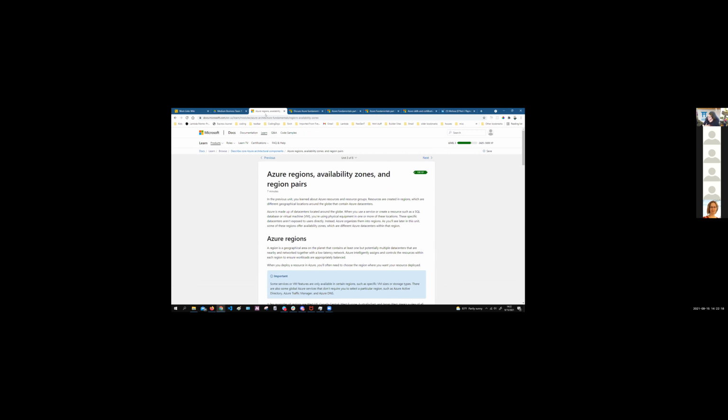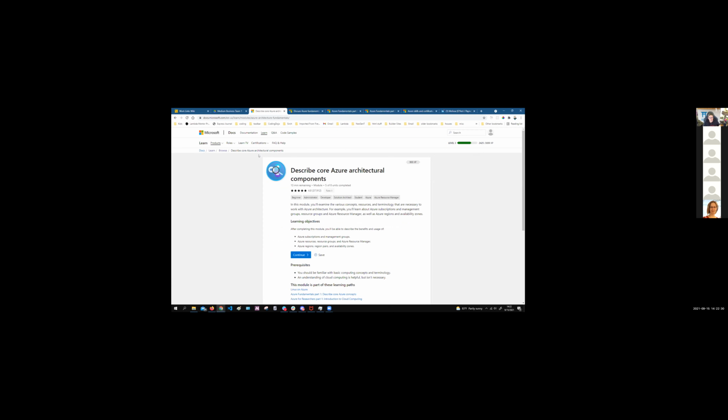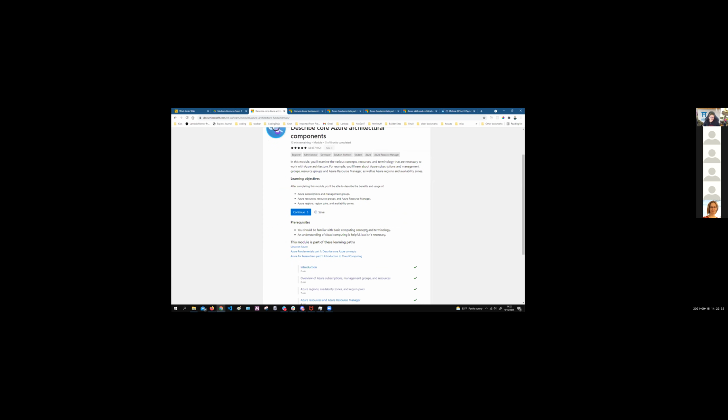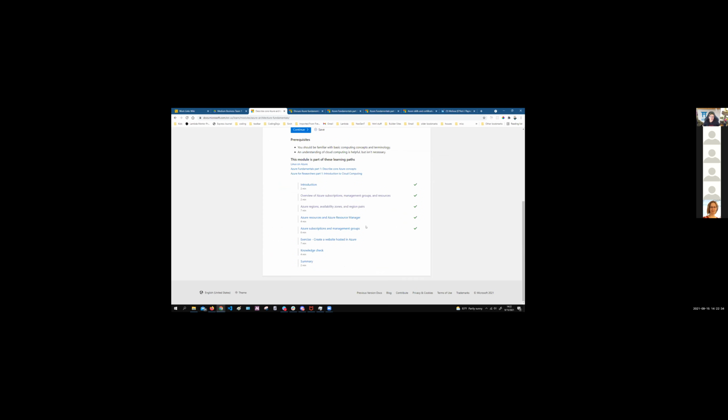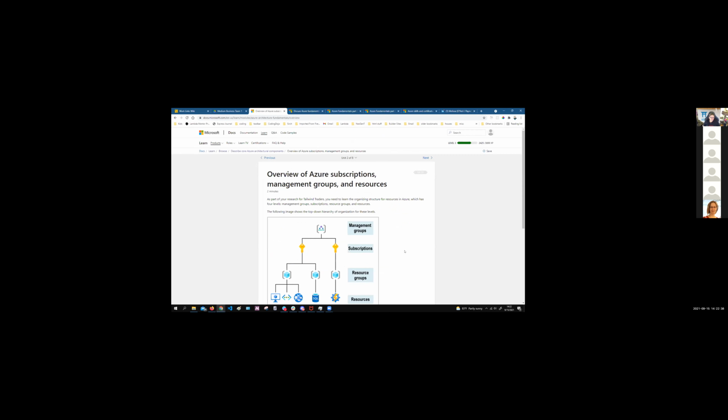One thing that we're going to cover now between now and when we break for lunch is some of these things like the regions, availability zones, and region pairs, some of the architectural components of it in general. So this is the one I wanted right here.